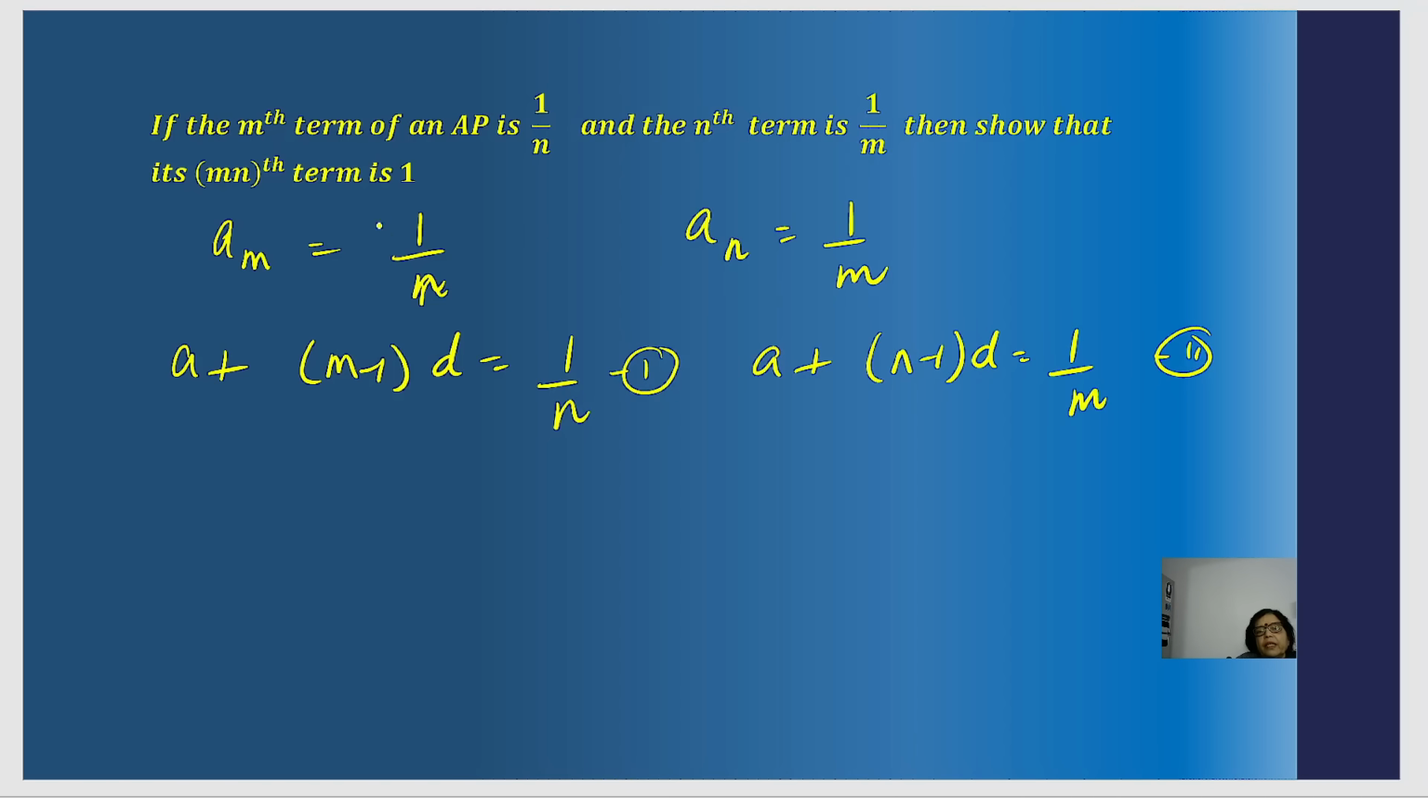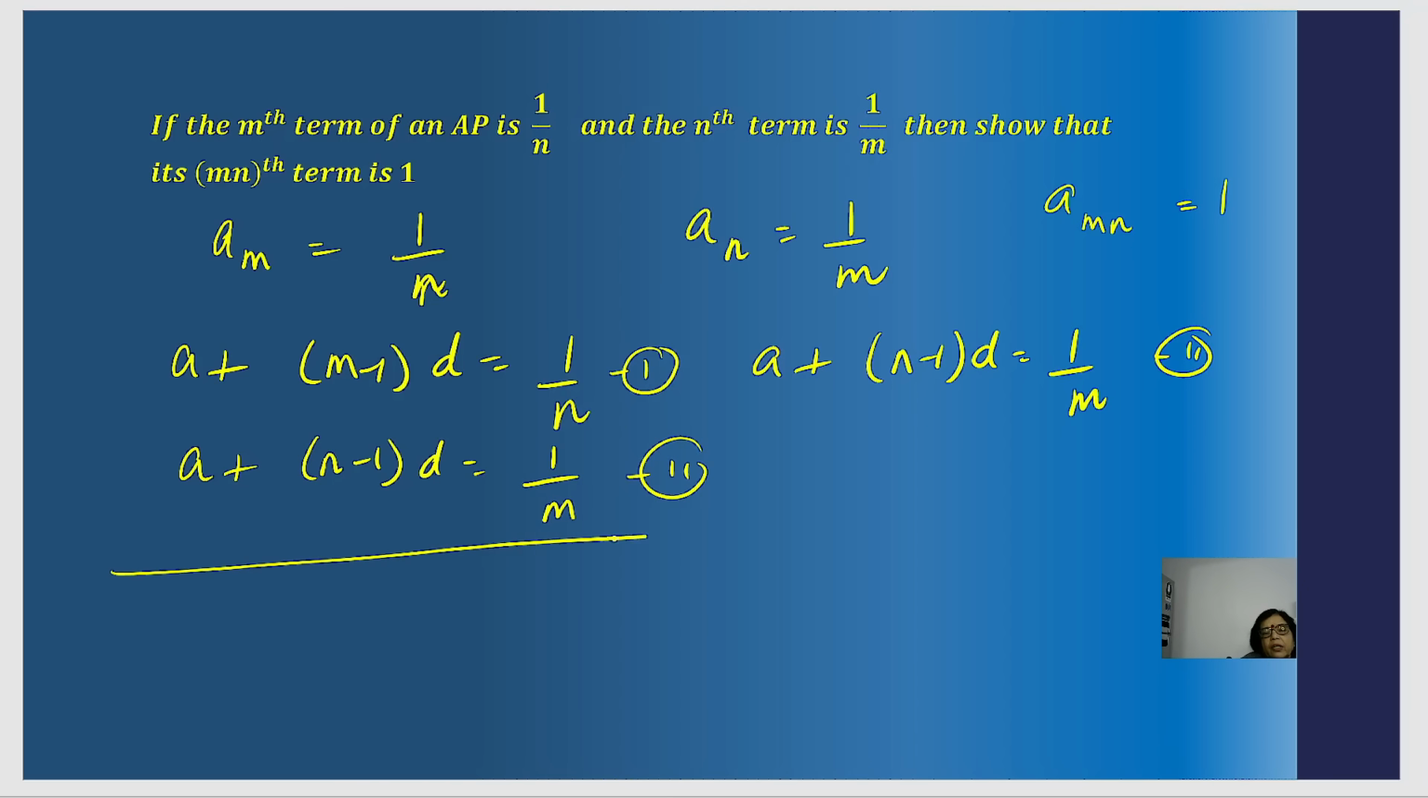Now whenever we get a question like this, we are asked to find a particular term. Here it is asked to find the amn-th term and show that this is equal to 1. In these cases, we must understand that we need to know the values of A and D first. So in order to get the values of A and D, we'll solve these two equations with any of the methods that we have learned earlier. And this is equation number 2.